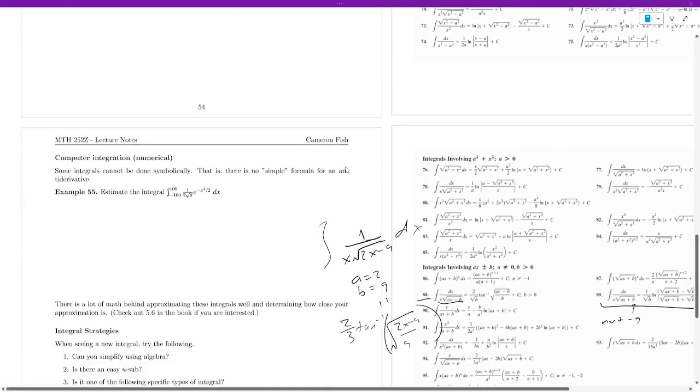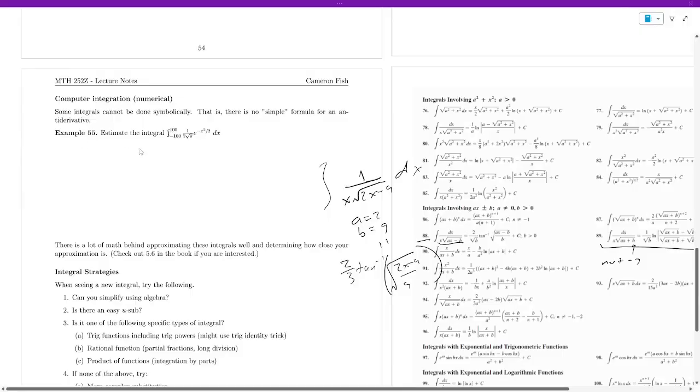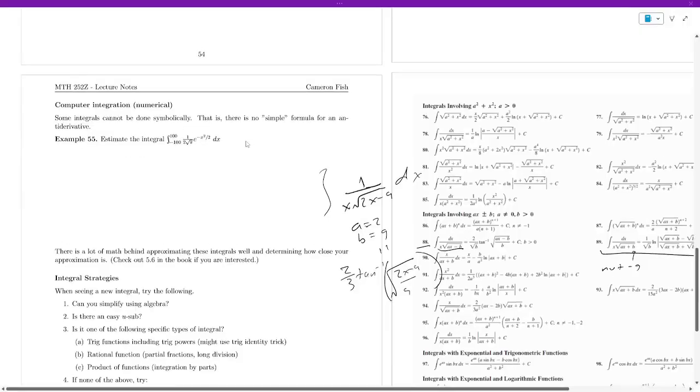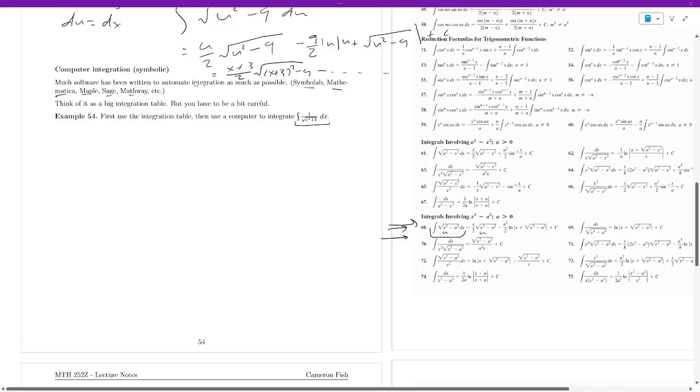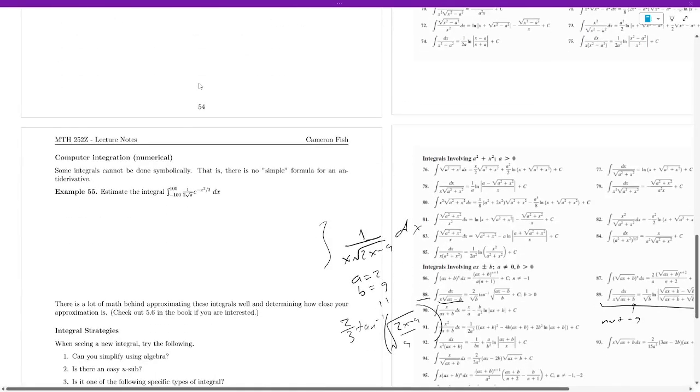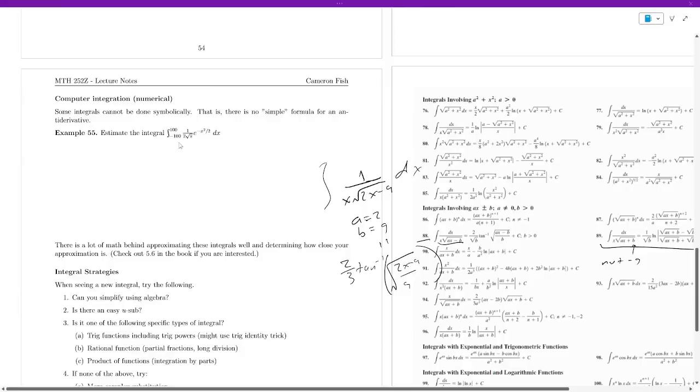Something else I want to mention while we're here is computer integration, numerical computer integration. The example we were just looking at was symbolic computer integration, meaning it tries a bunch of substitutions, it does this algorithmic thing to try to actually compute an antiderivative. Some functions just do not have any simple formula for the antiderivative. It turns out, for example, this guy, 1 over 2, well, the pi part doesn't really matter, this e to the minus x squared over 2, that's just not a function that has an antiderivative.